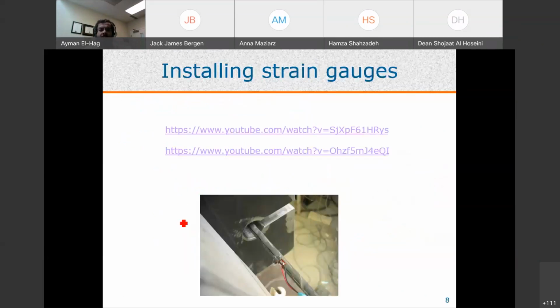I encourage you to go and watch these two videos. These are how to install them. And this is a beam here, and you can see here this is the strain gauge, and there are two terminals coming out of it that will be used to measure the electrical properties of interest that we will talk about in a few seconds. But I really encourage you to go and watch these videos. It will give you a practical idea how we install them. You will see them physically, and you will appreciate more this type of sensor.